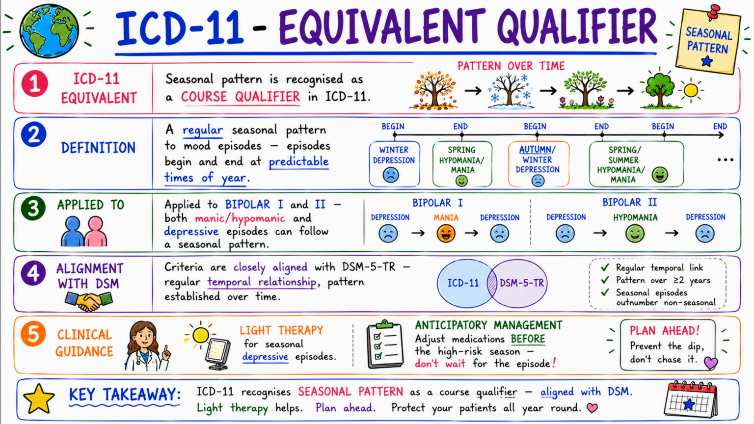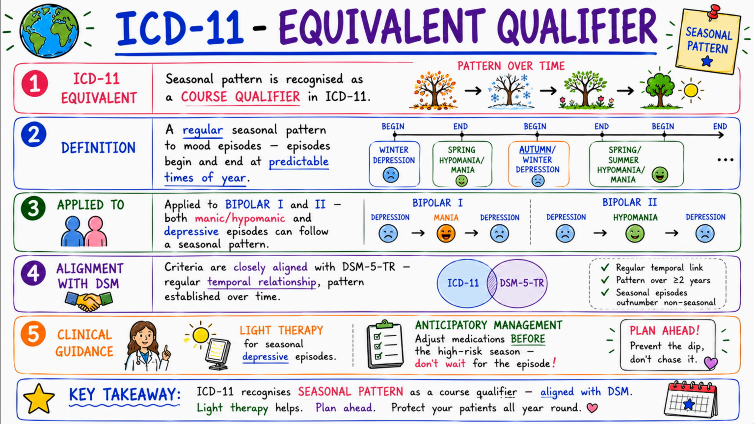ICD-11 and DSM are very well aligned on seasonal pattern. There's no meaningful clinical difference between the two systems here. ICD-11 uses it as a course qualifier, which is the same conceptual territory as DSM's course specifier. The definition is the same: regular temporal relationship between episodes and time of year, established over time. The clinical guidance is the same: light therapy for depression, anticipatory medication adjustment.